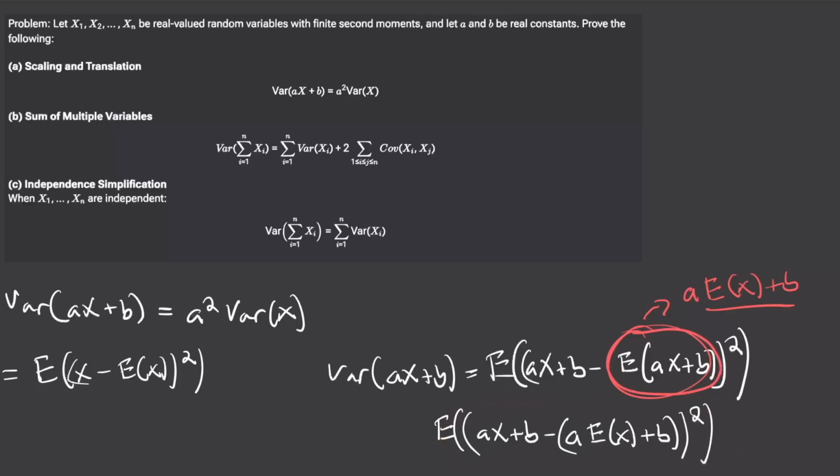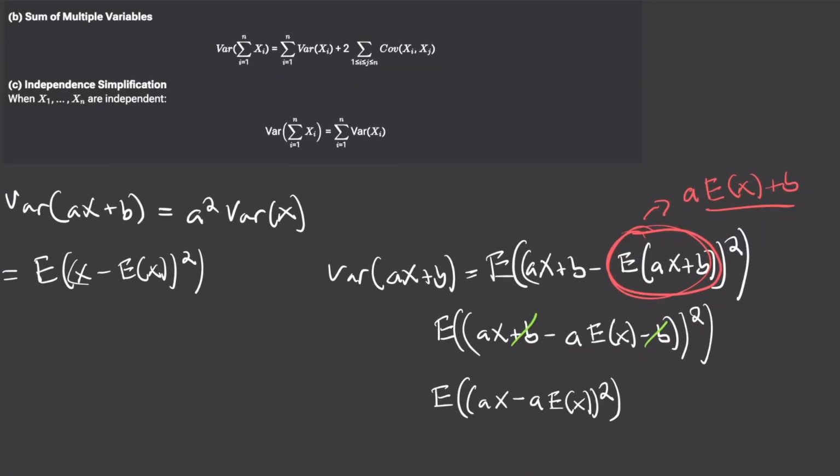And now we can distribute this negative sign right here. When we do so, we're going to get negative a times E of x, and then we're going to have a negative b here as well. Now you can see we have a positive b and a negative b, so those are going to cancel right there. When we cancel out those b's, now we're going to be left with this term right here. And now you can see we can pull a common factor of a out of here. So we're just going to have x minus E of x on the inside, and we'll have a on the outside, and then this whole term right here will be squared.